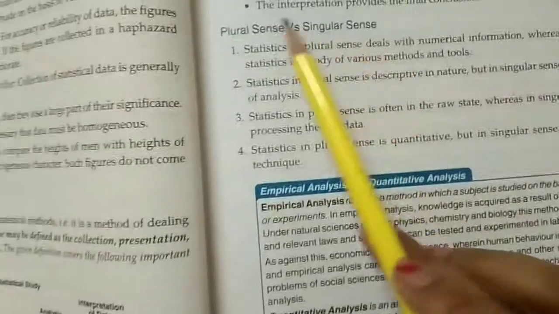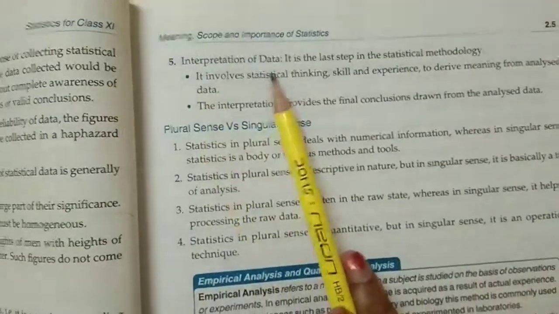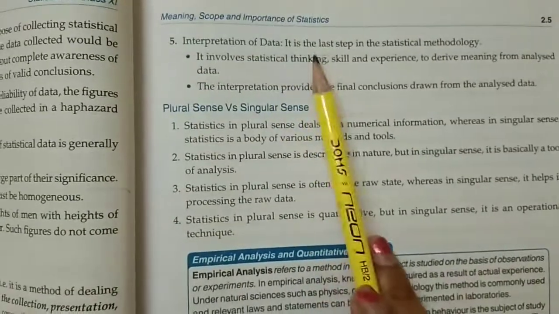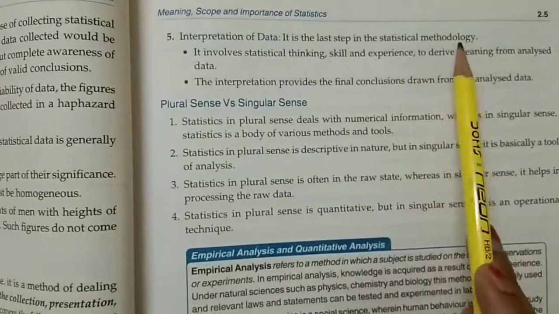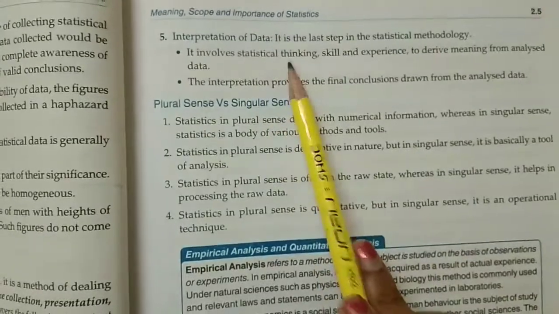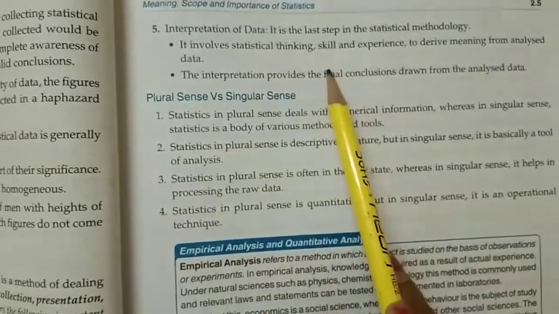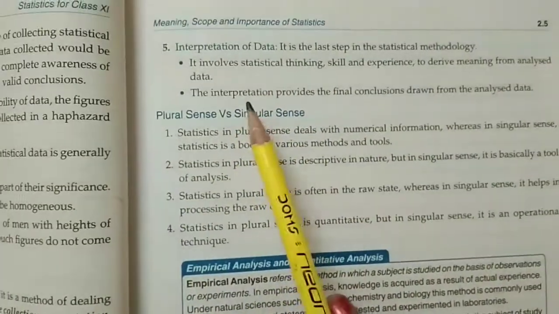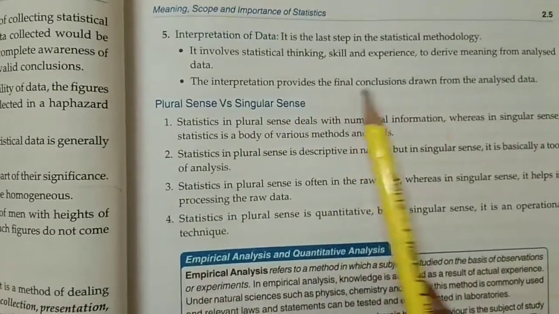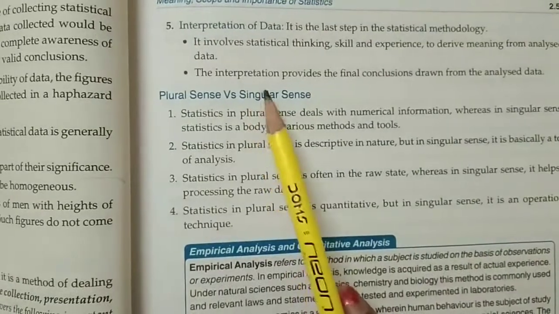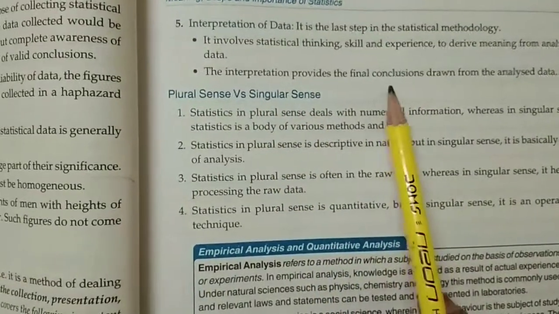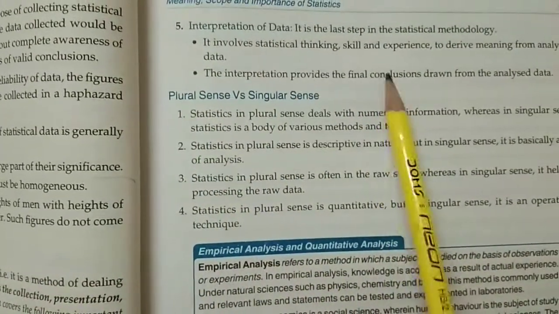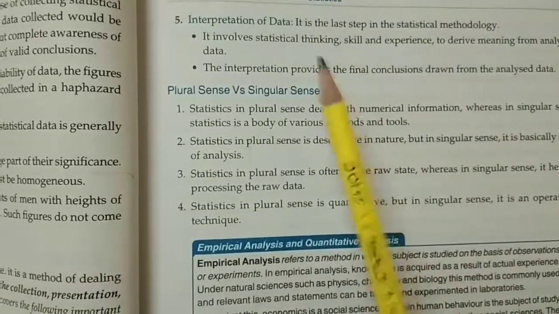Then comes interpretation of data, the final or last step. It is the last step of statistical methodology. It involves statistical thinking. One has to think statistically. Skill and experience are required to derive meaning from the analyzed data. The interpretation provides the final conclusion drawn from the analyzed data. That means now one can conclude the data and come to a conclusion from the above data and its study.